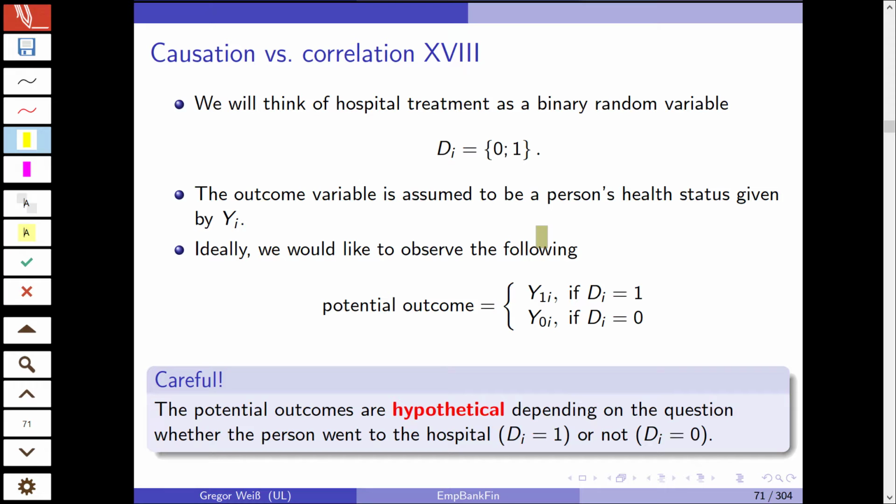We are interested in Y_i. This is the outcome variable for a random person. But what we can only observe is Y_1i and Y_0i. So we can only observe what has happened if a person has received the treatment or not. So the potential outcomes are hypothetical, depending on the question whether the person went to the hospital or not. That's what we can observe.